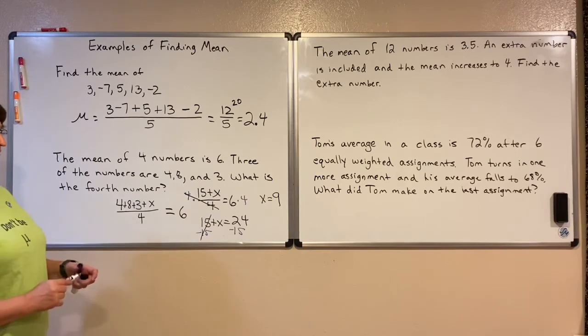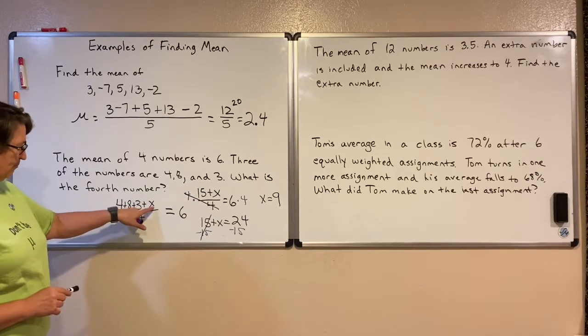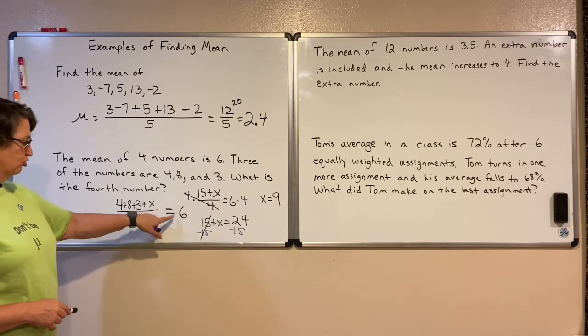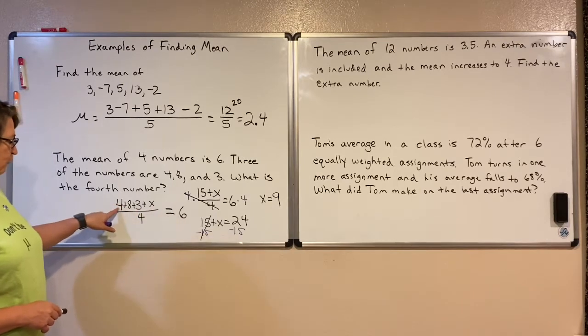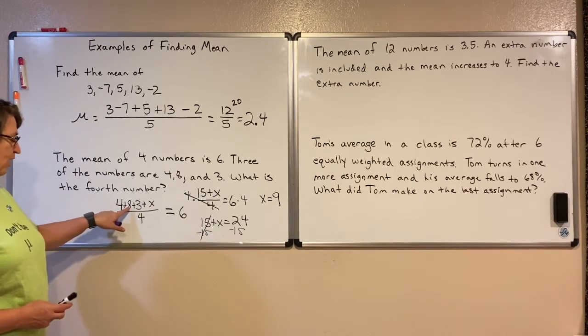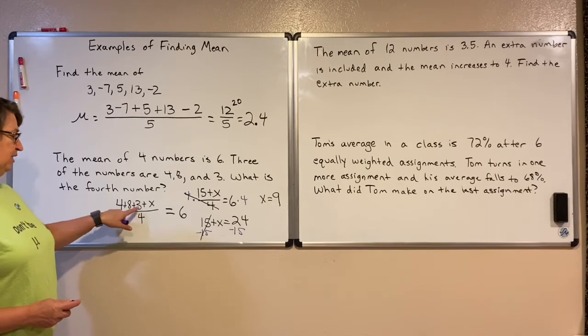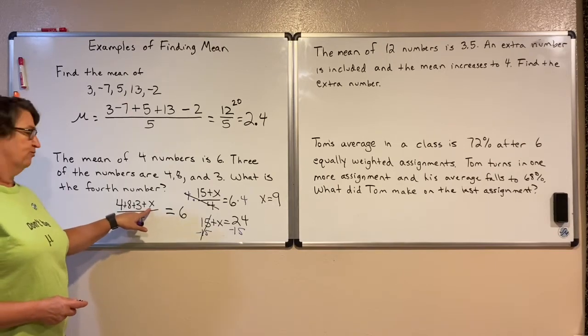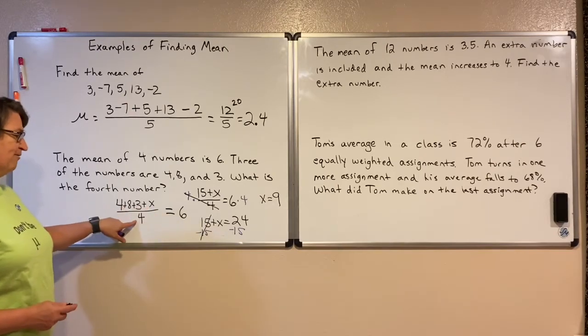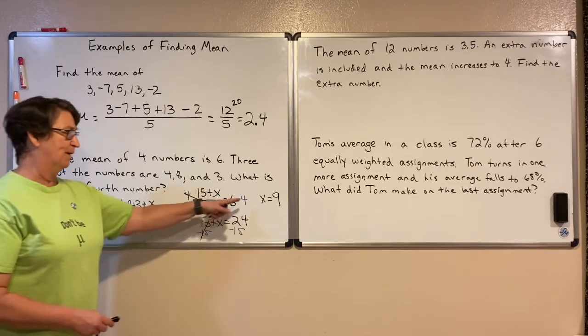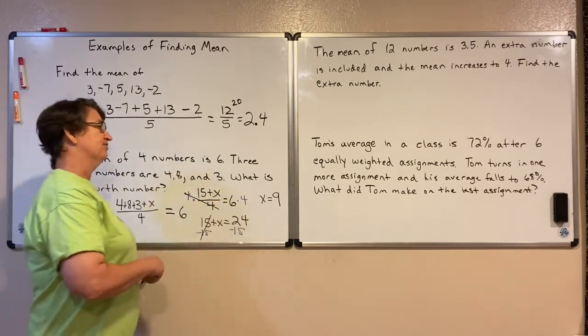So let's just see if that makes sense. If I put 9 back in here for my 4th number, do I get 6? Well, 4 plus 8 was 12, plus 3 is 15, plus 9 is 24. 24 divided by 4 really is 6. So my missing number there is 9.